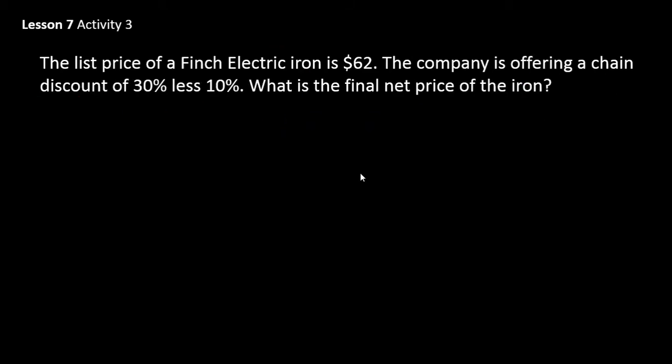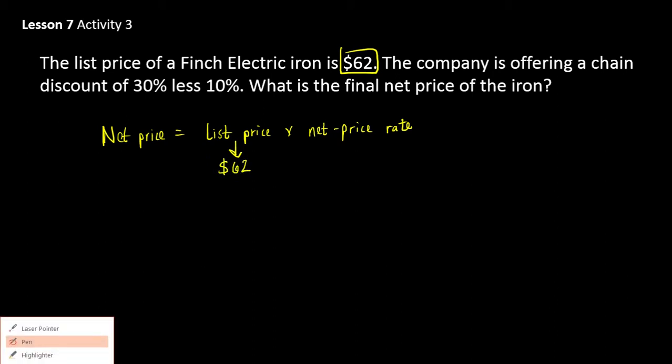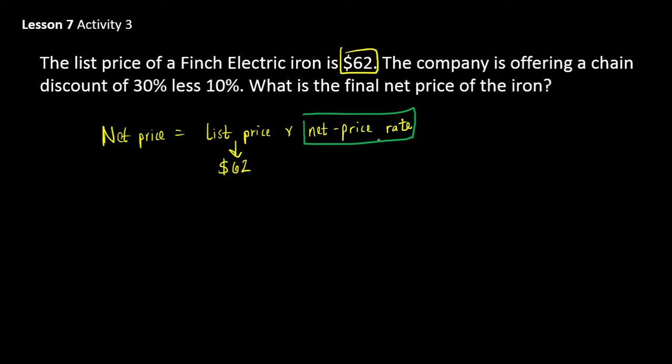Let's do another one. The list price of a Finch electric iron is $62. The company is offering a chain discount of 30% less 10%. What's the final net price of the iron? We'll work this the same way. Net price is equal to list price multiplied by net price rate. I already know that my list price is $62, but I still need my net price rate. My net price rate is found by multiplying the complements of my chain discounts.